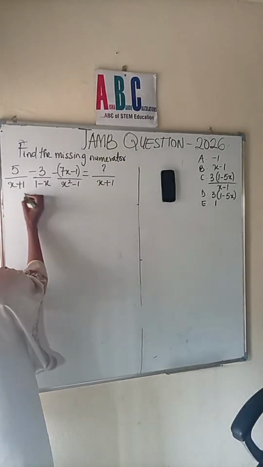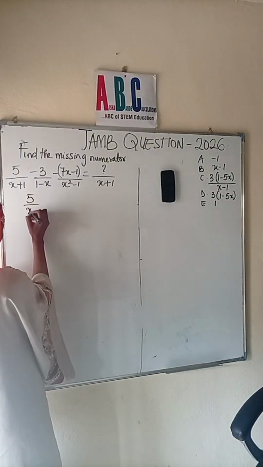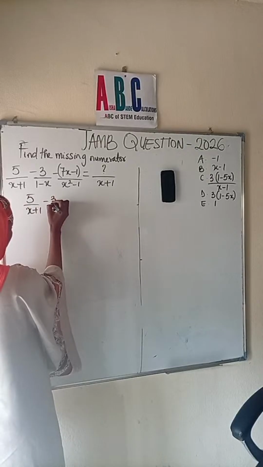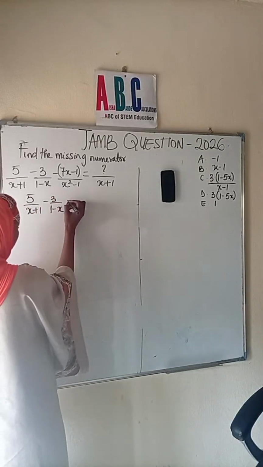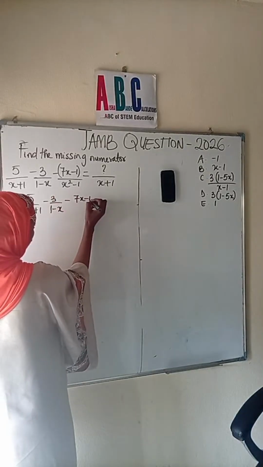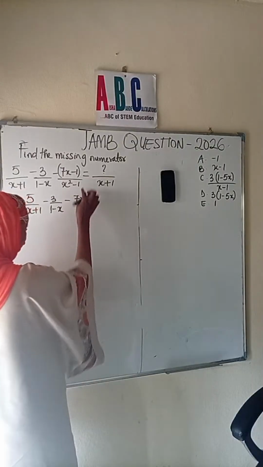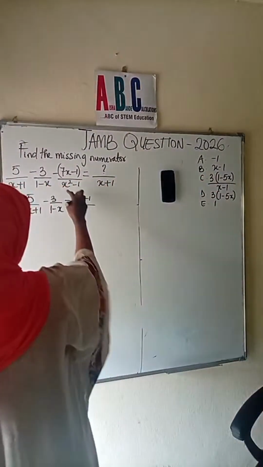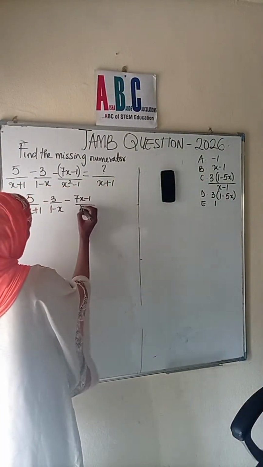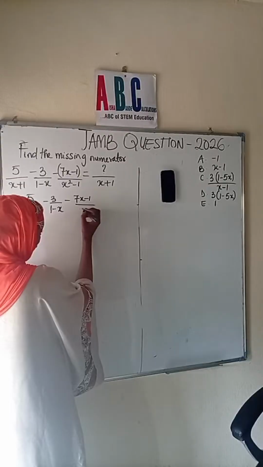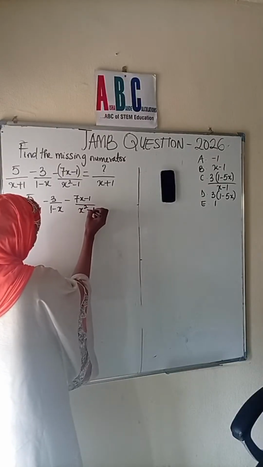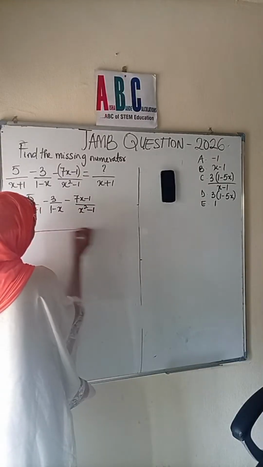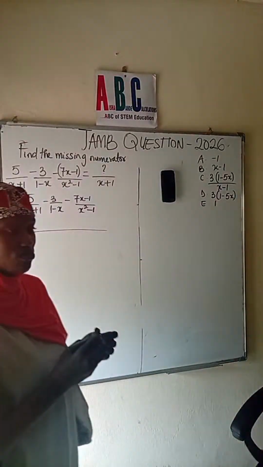So let's work with the left hand side, which is 5 over x plus 1 minus 3 over 1 minus x minus 7x minus 1 over x squared minus 1, which is the difference of 2 squares, right? We can say that this is x minus 1. Okay, so some people might not get confused, let me just leave it as x squared minus 1. Because some people will say they don't understand now. Okay, guys, what is the LCM here?